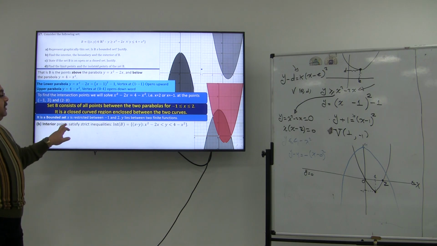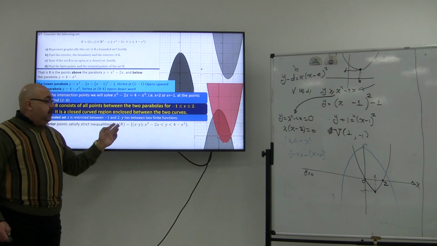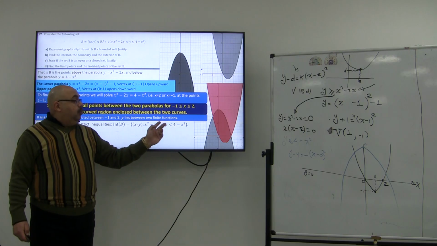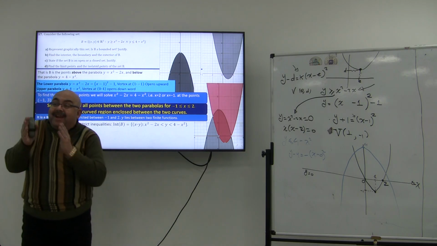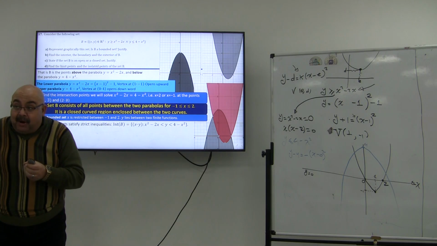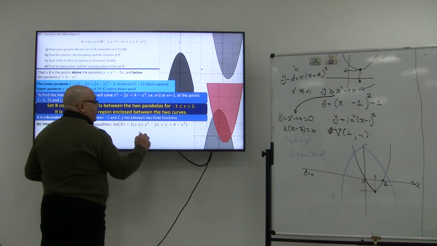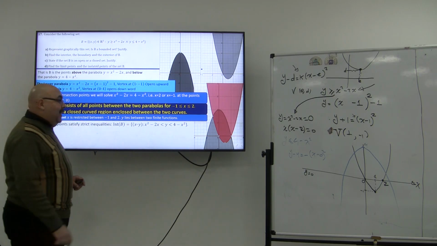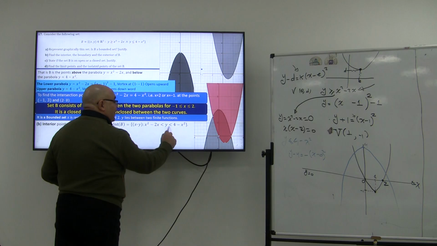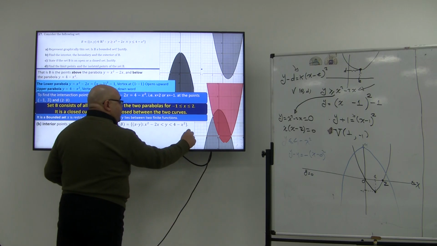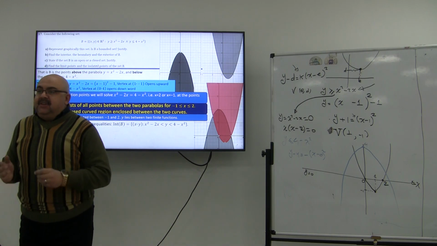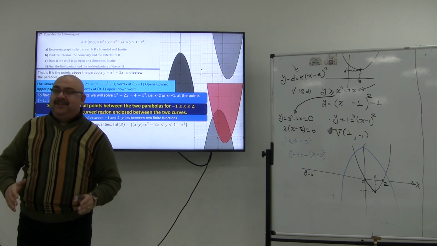Interior points satisfy strict inequality, so the interior is x squared minus 2x less than y, okay? And y is less than 4 minus x squared. I can write them separately: x squared minus 2x less than y, which is exactly like this one, and y is less than 4 minus x squared. Or combine them together, it's really up to you. This is why I wanted you to see this.